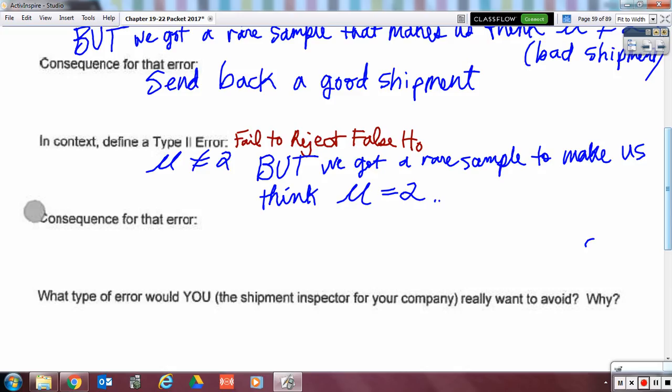Okay. So it's a bad shipment, but we got a rare sample to make us think it's okay. What happens? Yeah, we accept, my company that I am the gatekeeper for accepts a bad shipment.